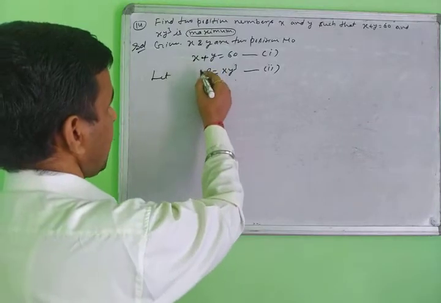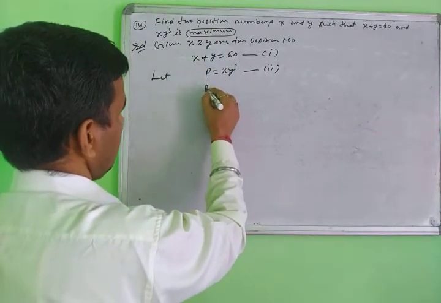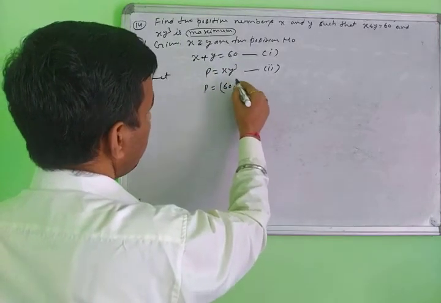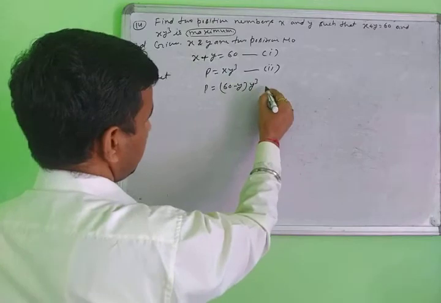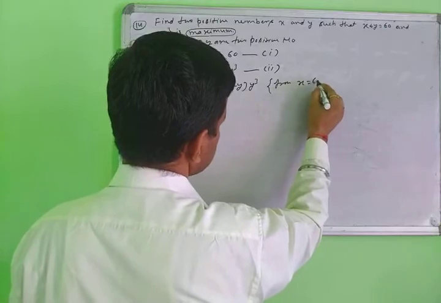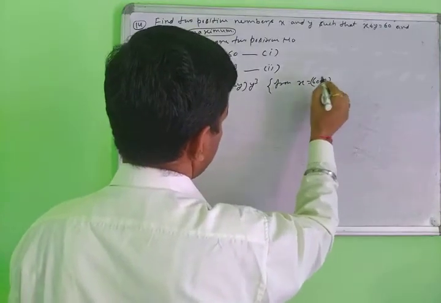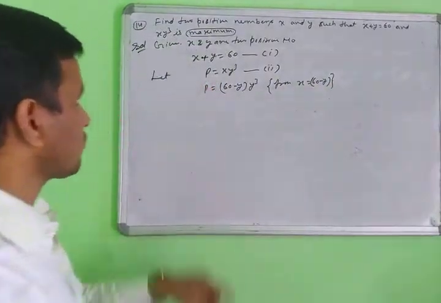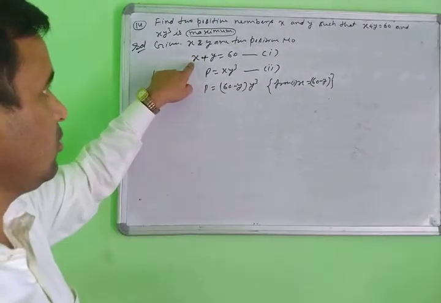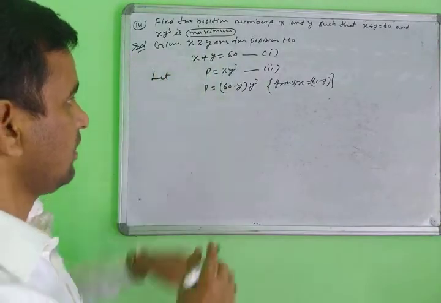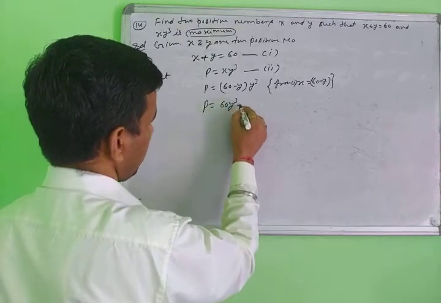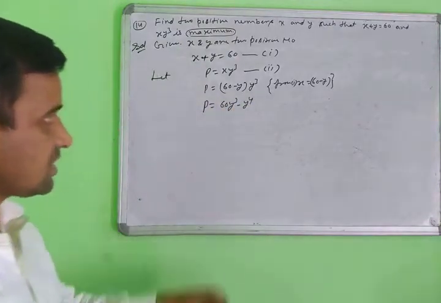What is the value of p here? In terms of x and y, from the first equation, x equals 60 minus y, and p equals x y cube. I am taking from the first equation x equals 60 minus y, and putting it here, what will we get? p equals 60 y cube minus y to the power 4. This is converted into a single variable.